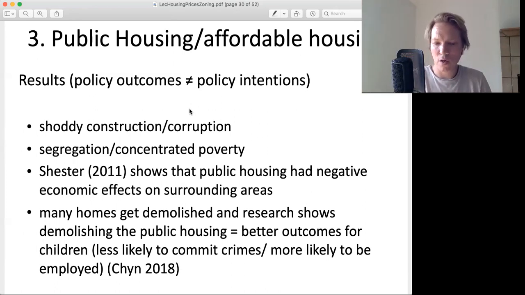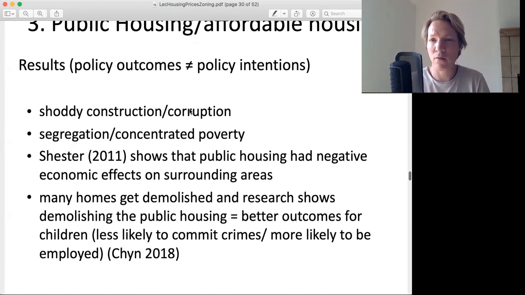And so, what turns out to have good intentions, really the end result is concentrating poverty, leading to much worse outcomes for the people living in these public housing units. Essentially, there's crime and there's lack of economic opportunity. In fact, the public housing was so bad that when it finally gets demolished, many of these public housing projects get demolished, and then the people who are living there get vouchers to go live somewhere else. The demolishing of this public housing leads to much better outcomes for the children.